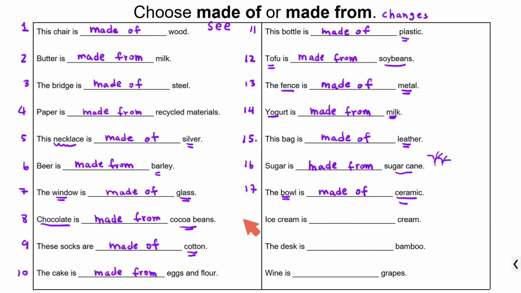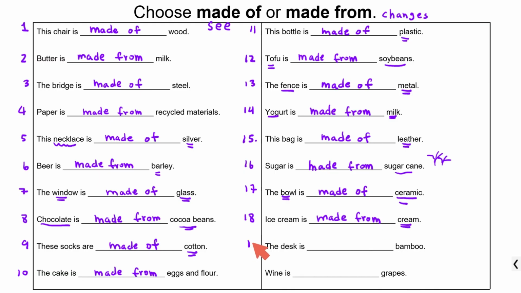And now let's do number 18. Ice cream is blank space cream. So cream, we can use cream to make many foods. So literally cream changes and we make ice cream with it. So for number 18, we have to choose made from. So we can go ahead and write it down over here, made from.